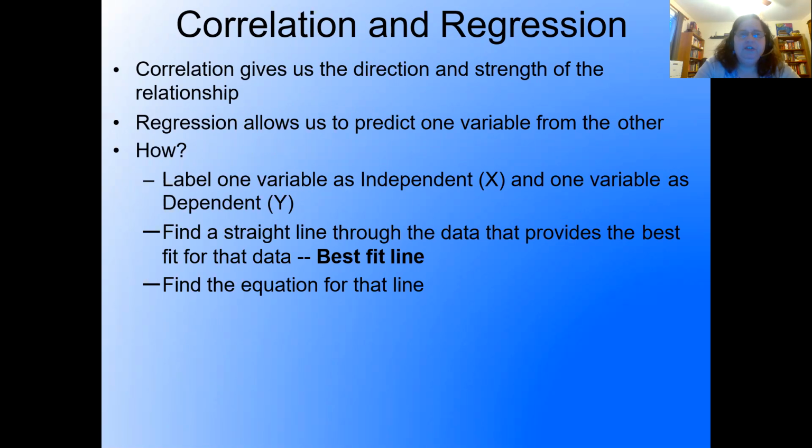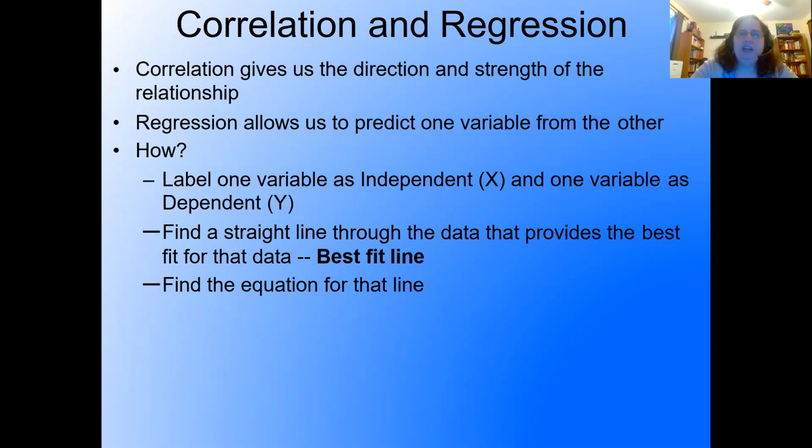So what's the difference? Well, whereas correlation gives us the direction and strength of a relationship, regression takes us one step further. It allows us to predict one variable from the other. So how? First, you label one variable as independent X and one variable as dependent Y. Then you find a straight line through the data that provides the best fit for that data. That's called the best fit line. And then you find the equation for that line.